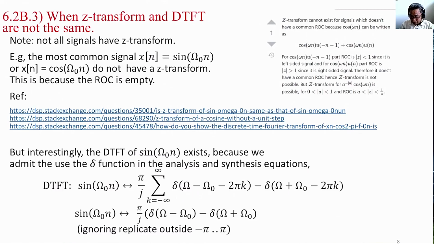In this slide, we'll show you some examples that the Z-transform and DTFT are not the same. They are not the same when the region of convergence does not include the unit circle, and we cannot simply take the Z-transform of the signal and convert it to the DTFT. And in fact, there's a very strange phenomenon. The most common signal that you think of, the sinusoid, actually does not have a Z-transform.